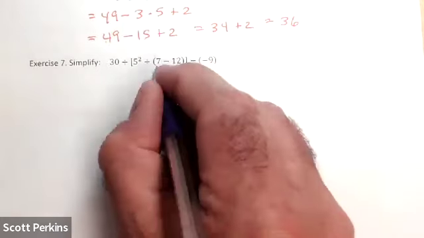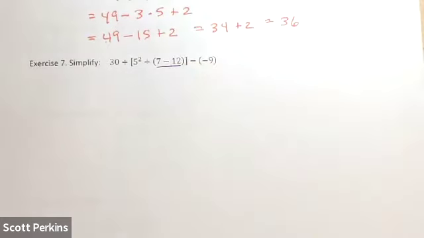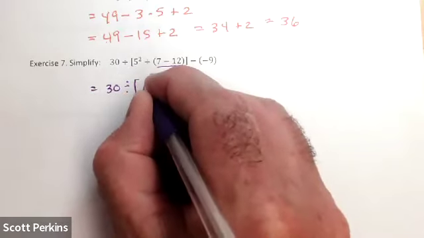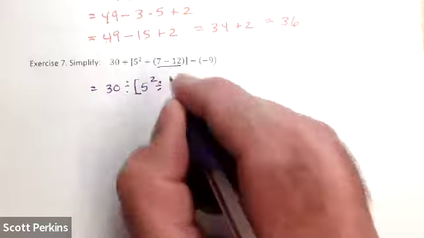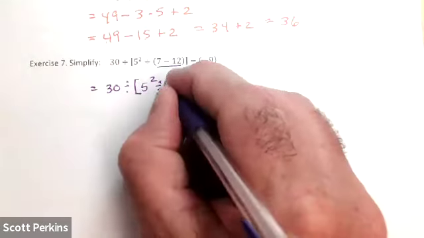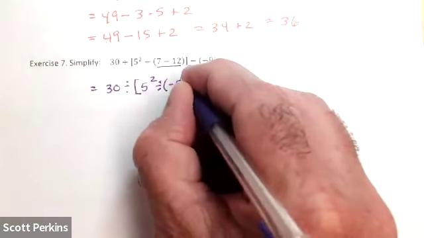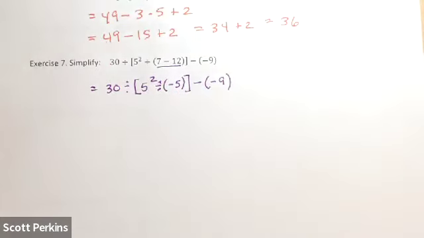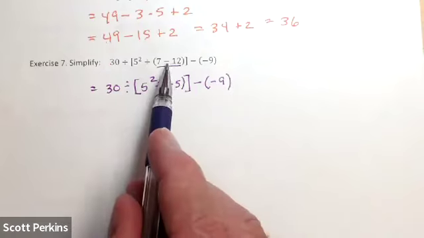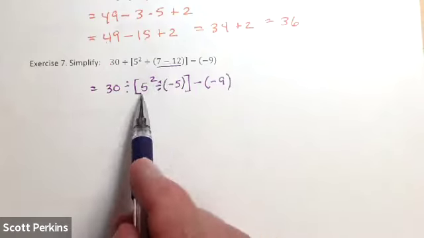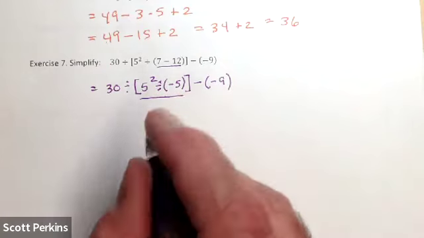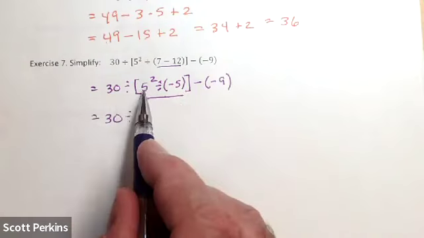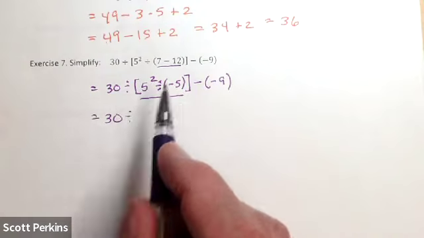So I'm going to start with the innermost ones, the 7 minus 12 inside those parentheses. So I've got 30 divided by, there's my bracket, 5 squared divided by 7 minus 12. And your calculator will tell you that's negative 5. So I'm just going to put that in parentheses so I don't lose that negative. So now I'm done with the little parentheses. So now I'm going to do the brackets. Now notice in the brackets, I have a choice. Do I do the exponent 5 squared, or do I divide by negative 5?